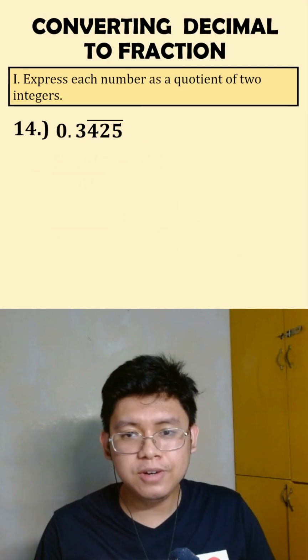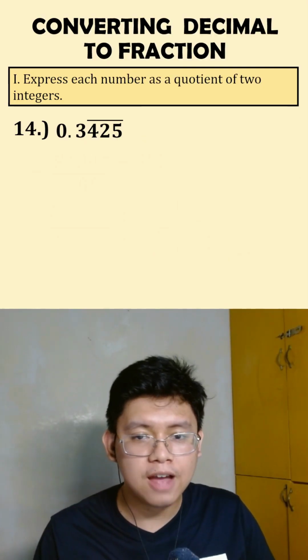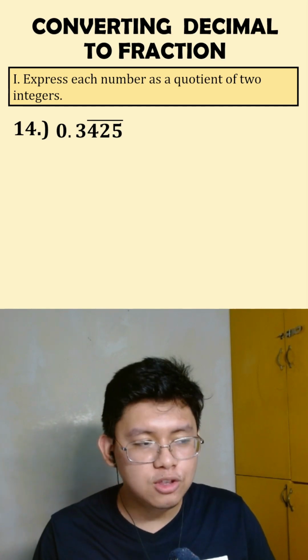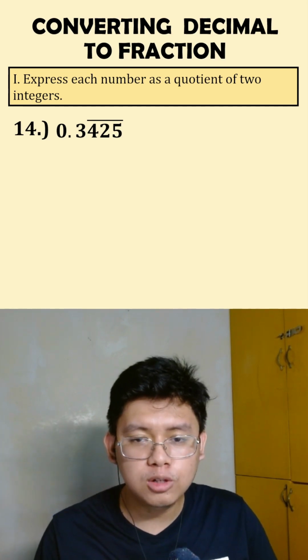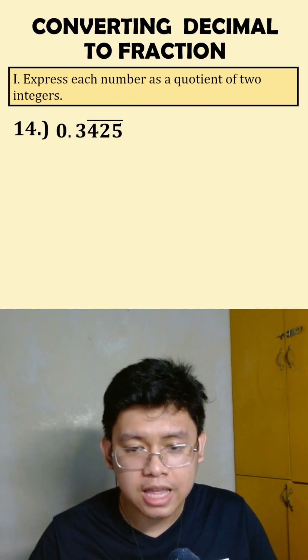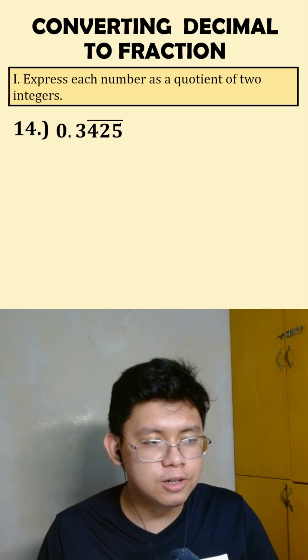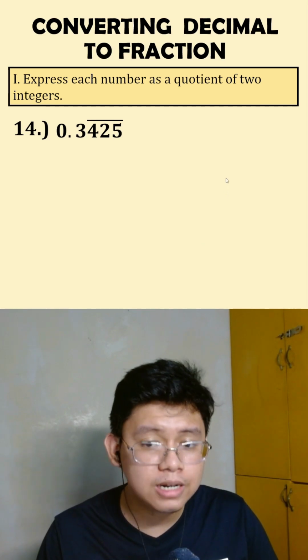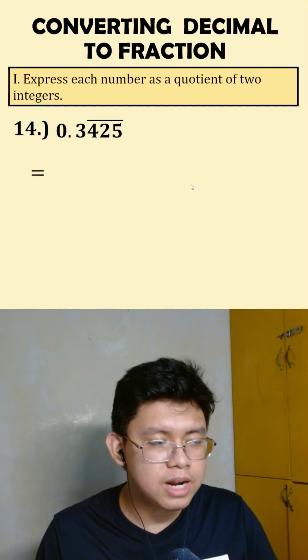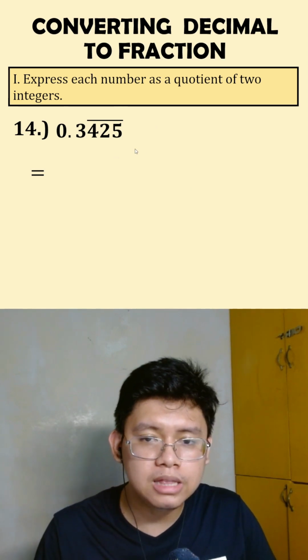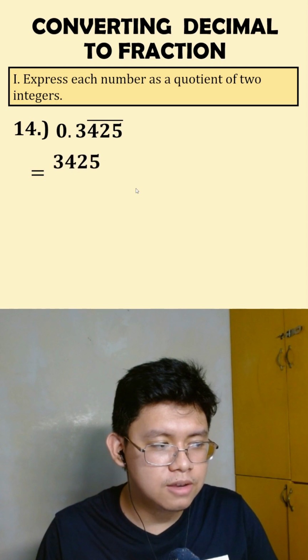Alright. Let's convert this decimal to fraction. So, we have here 0.3425. And yung nakabar natin is si 4, 2, and 5. So, we have here a repeating decimal. So, to convert this to fraction, ang first step natin is to identify our numerator. So, yung numerator natin, kokopyahin lang natin tong number na to without the decimal point and the bar. So, this will give us 3,425.